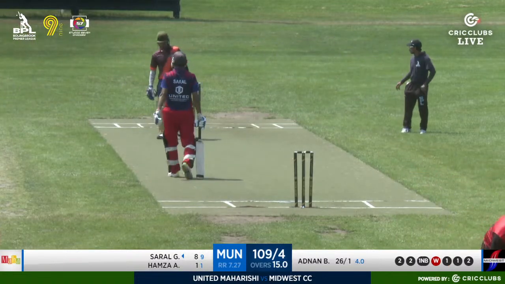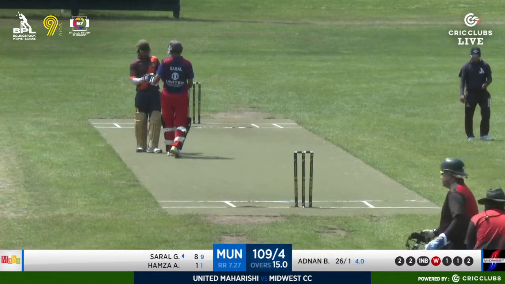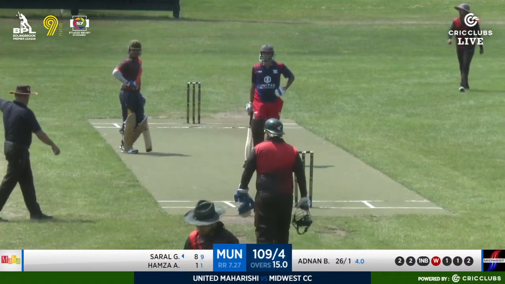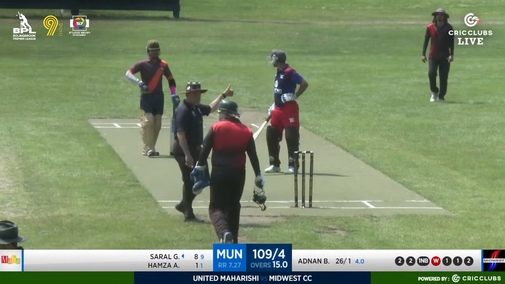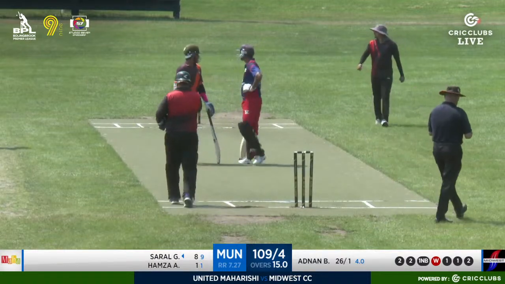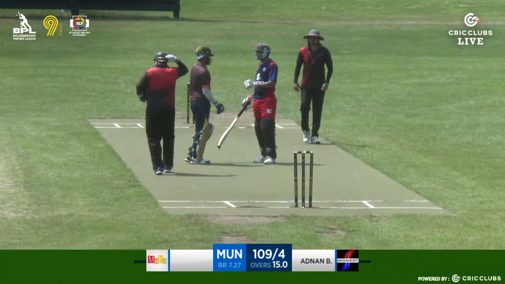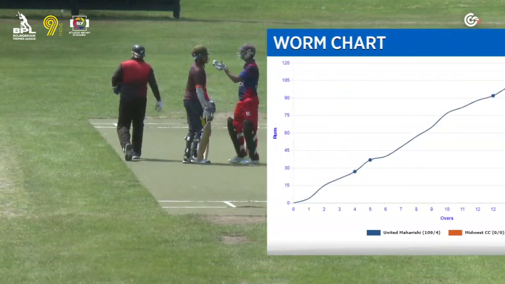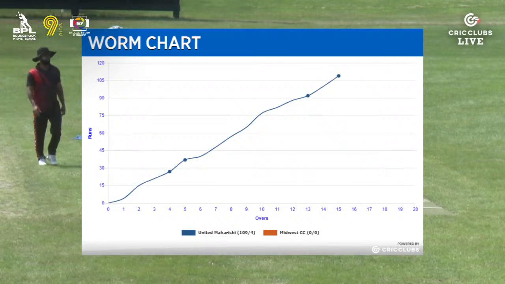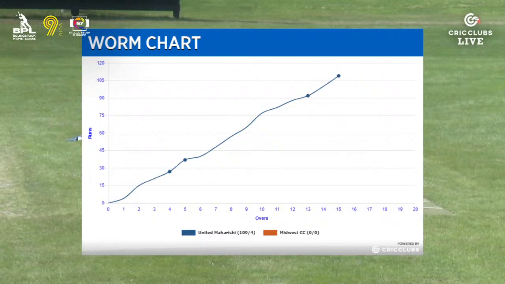So we're 3/4 of the way through the United Maharishi innings. 109 runs on the board, 4 wickets down. Run rate still cruising along at about the 7 and a bit mark. Yeah, we'll have a look at the worm. You'll see that the worm should be going up at a fairly consistent linear motion. There we go. So no major ups and downs. Fairly consistent 7+ runs per over so far by United Maharishi.